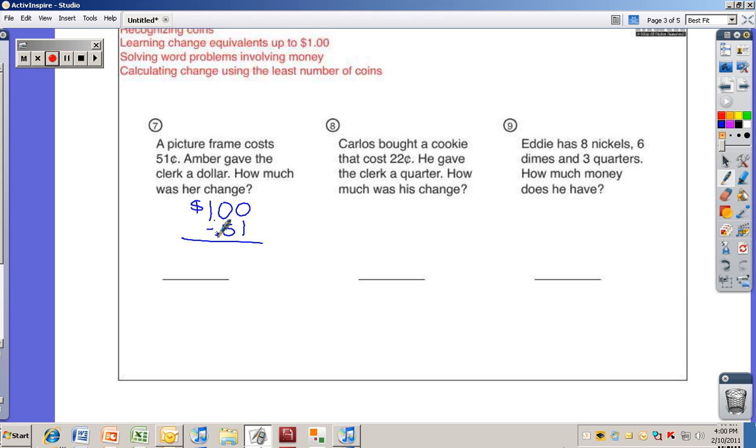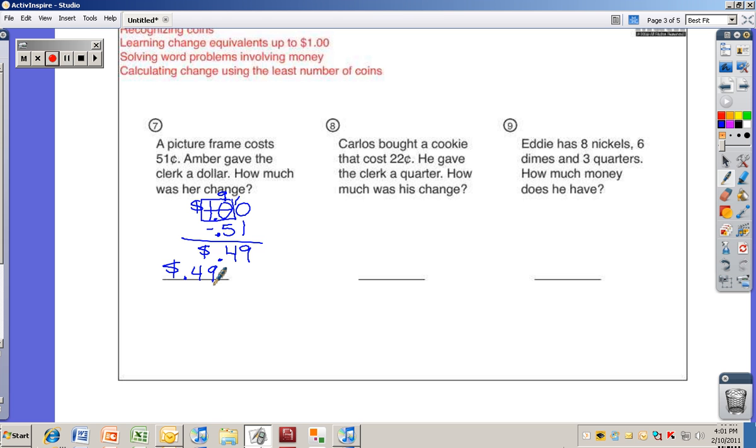Notice I didn't put any dollar sign or cent sign, just a decimal point there, lined up the decimal points. I can't do 0 minus 1, so I'm going to borrow, make this 10, make that a 9. Make sure the 9 is over here in the same spot that the 1's place would be in the 10. And then this becomes 10 minus 1, which is 9. 9 minus 5 is 4. This number's gone, so there's nothing left over there. Decimal point, dollar sign. The answer is 49 cents. Dollar sign, decimal point go together. Never mix the decimal point and a cent sign.